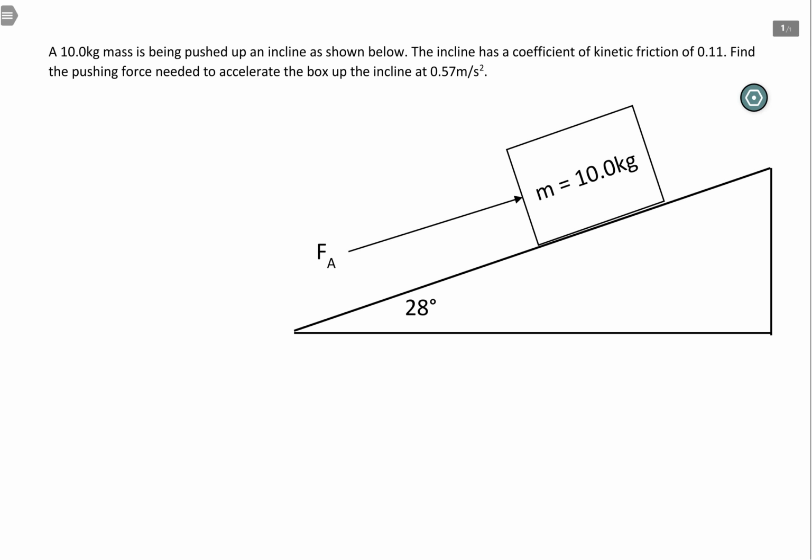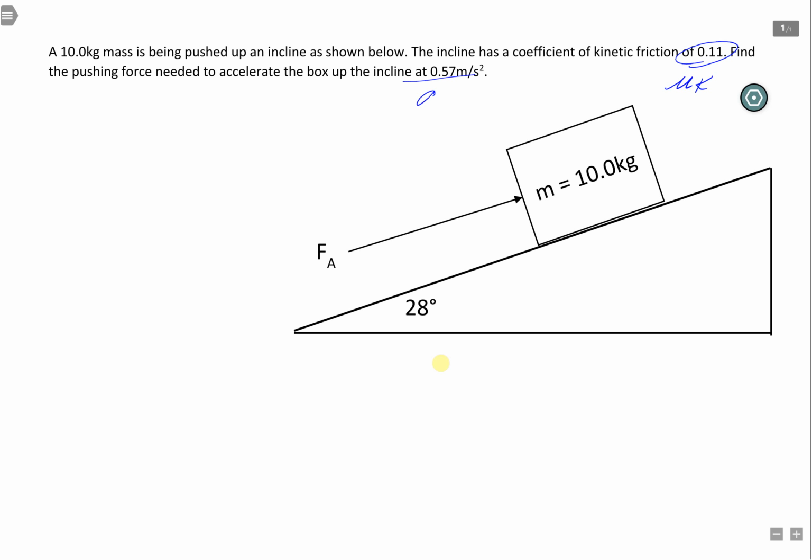In this problem, we have a 10 kilogram mass. It's being pushed up an incline as shown below. The incline has a coefficient of kinetic friction of 0.1, so this is our mu k. Find the pushing force needed to accelerate the box up the incline at 0.57 meters per second squared.